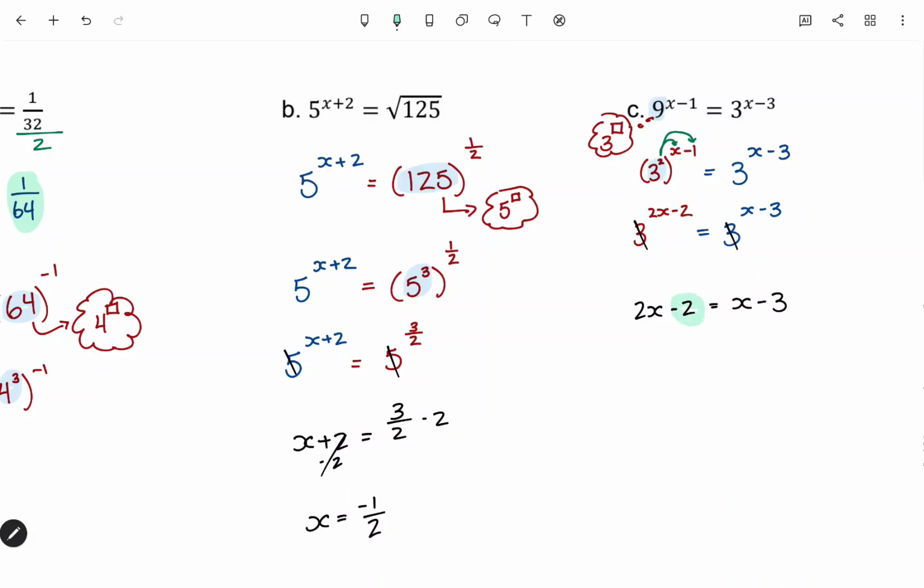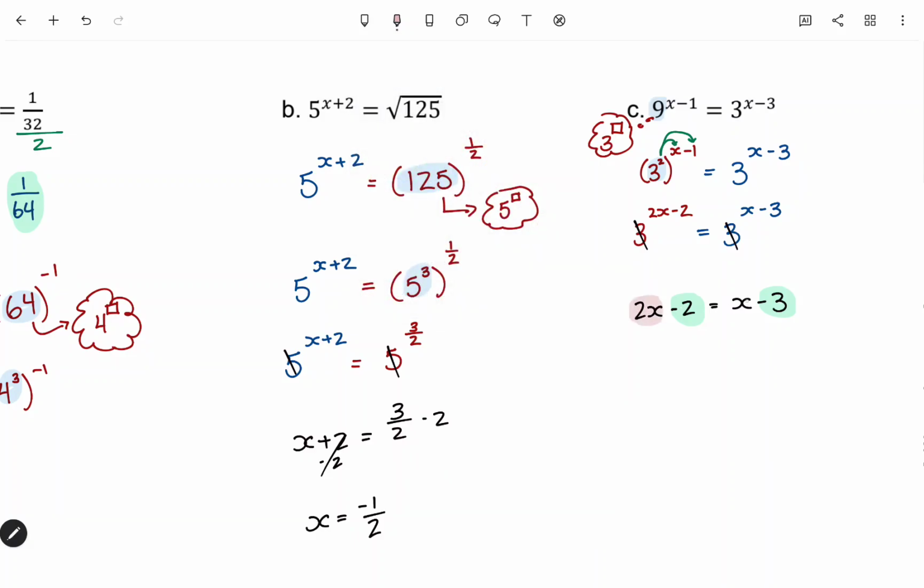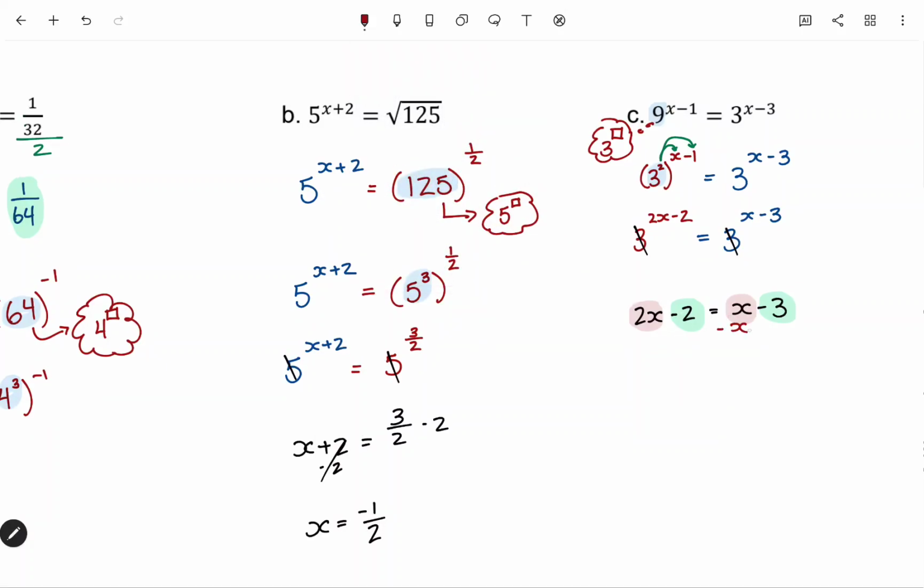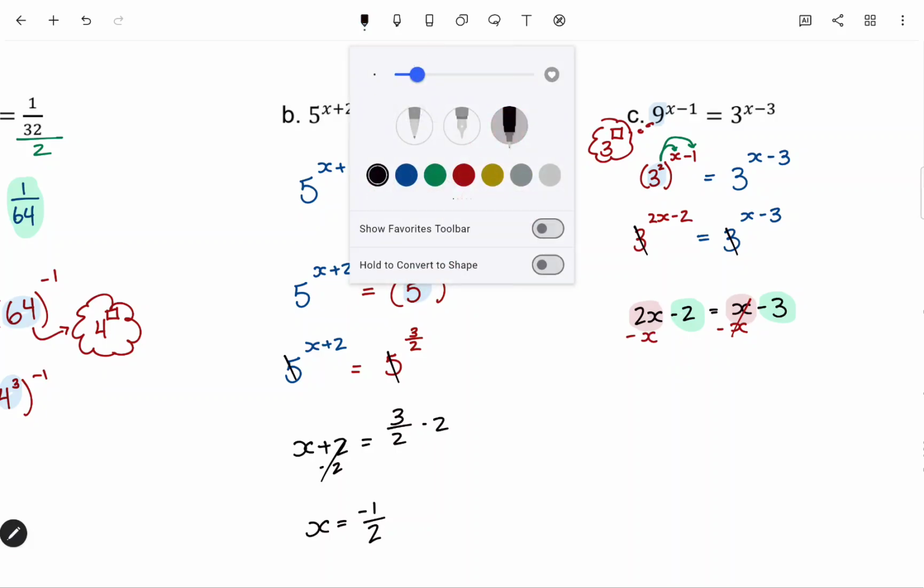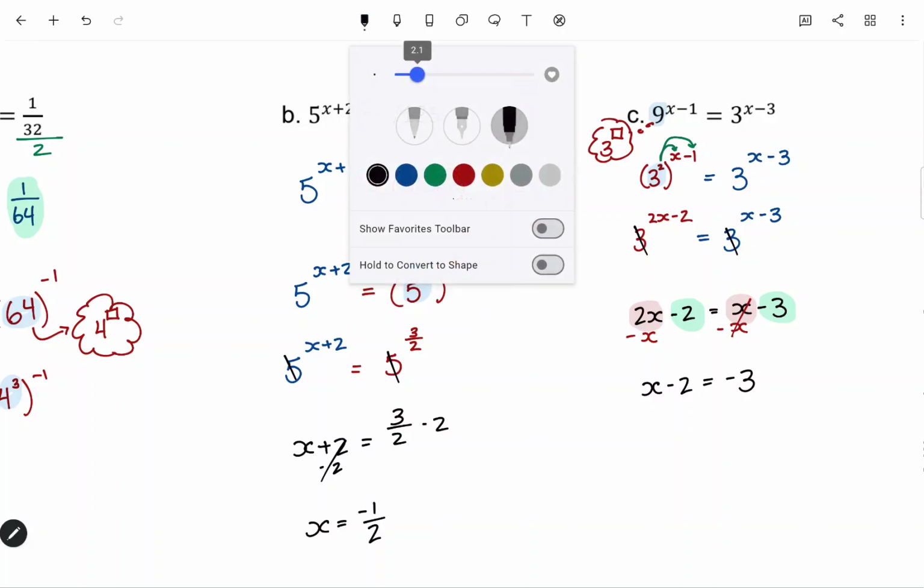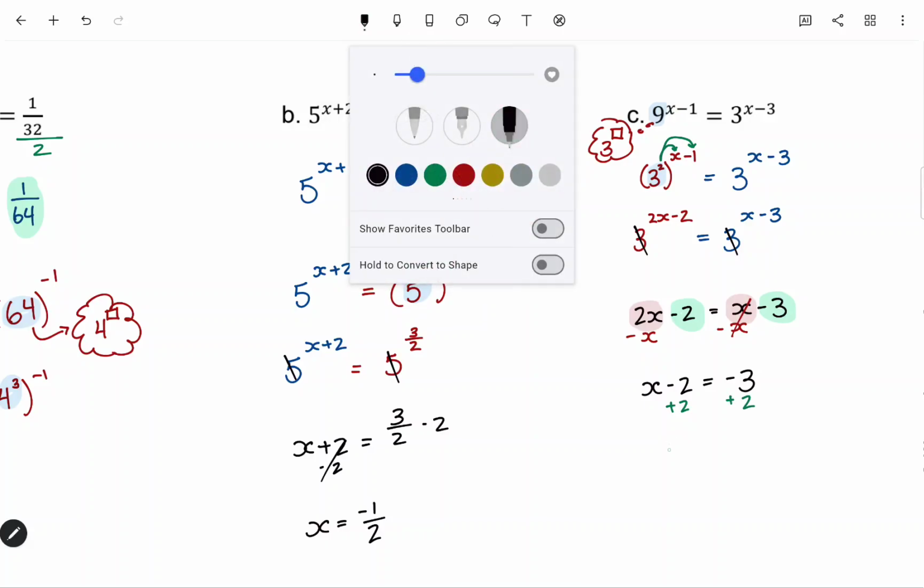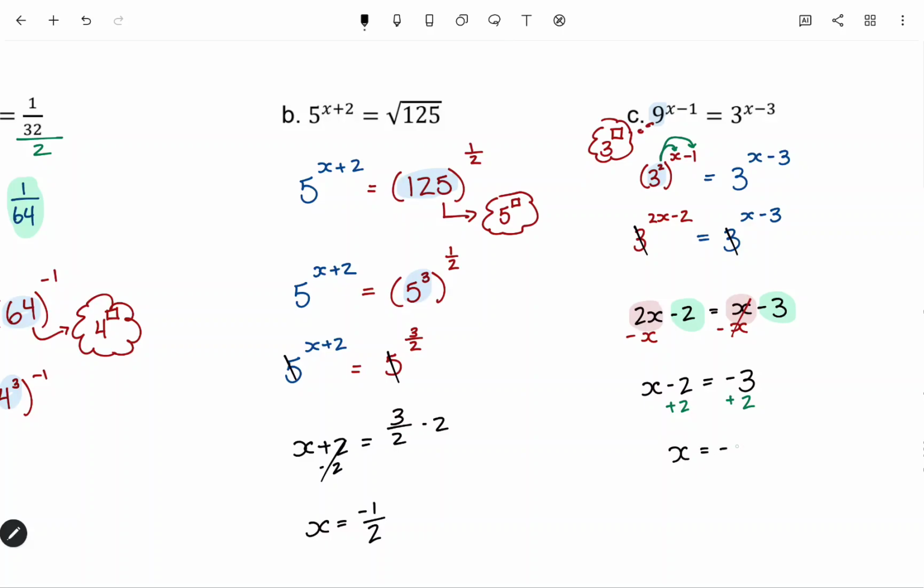So this is again one of the cases where I have numbers on both sides, and I have x's on both sides. So I don't like dealing with negatives, so what I'm going to do is subtract the 2x from this side, and subtract it over here. So 2 x's take away an x is going to leave me with x minus 2 equals -3. Then I'm going to take this -2 and add 2 to both sides. And we're going to say x equals -1.